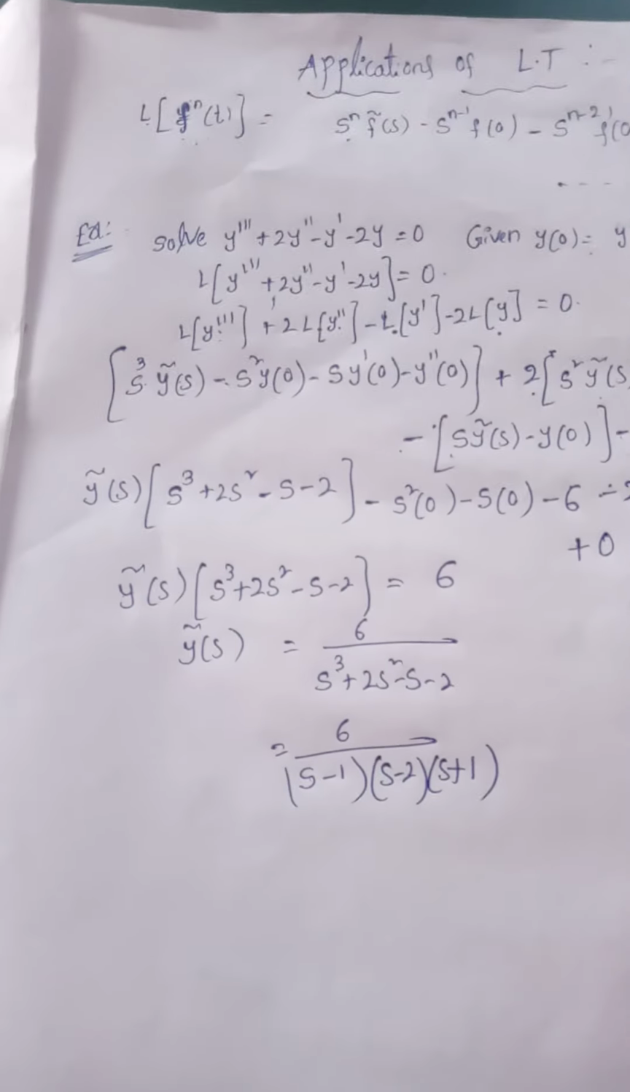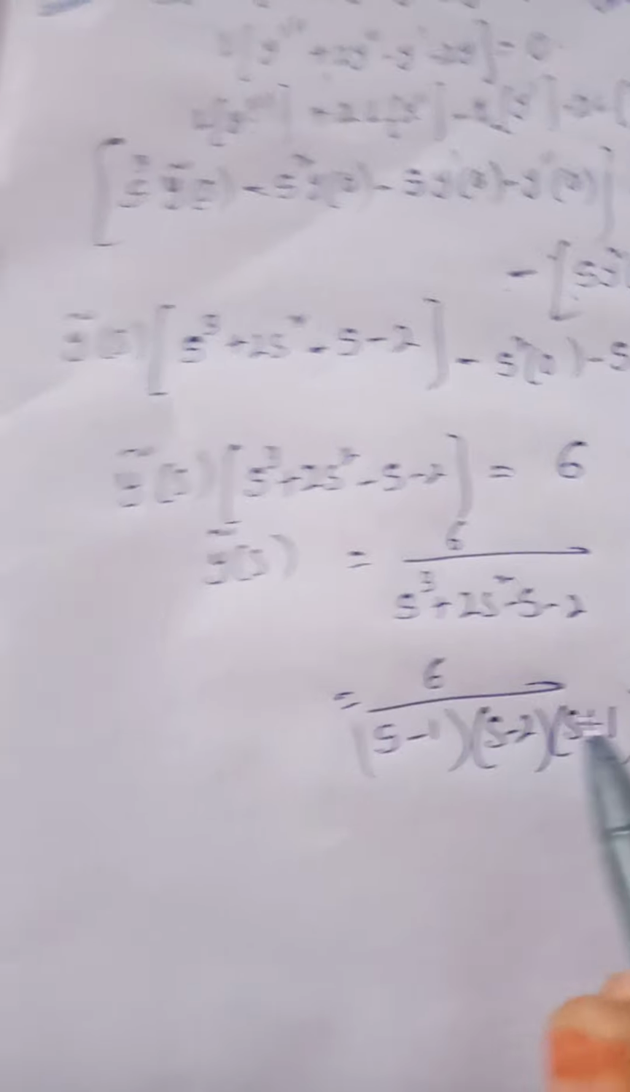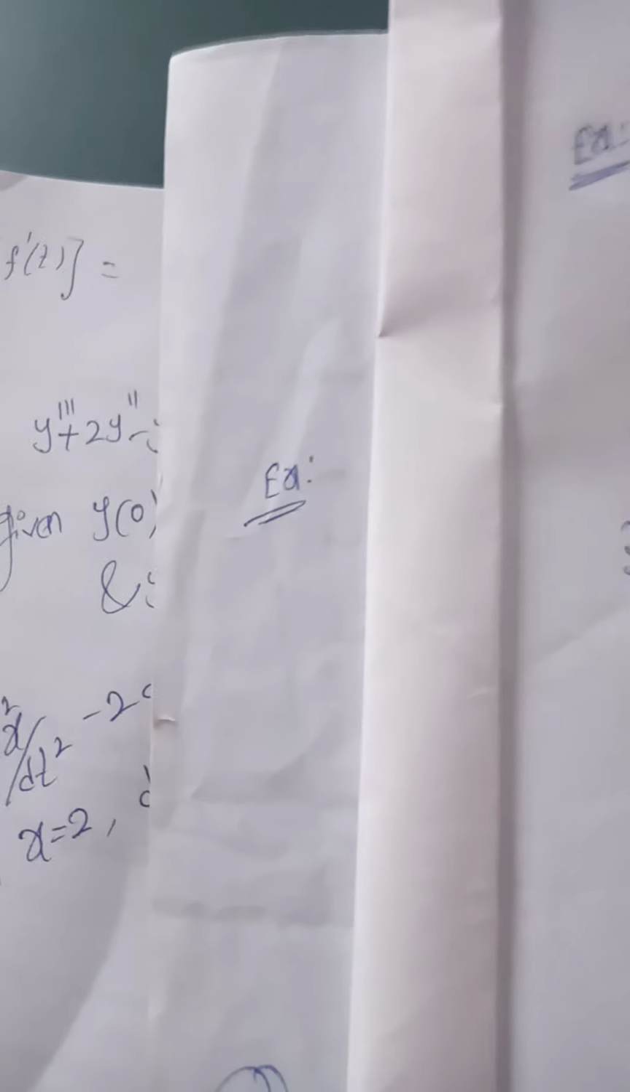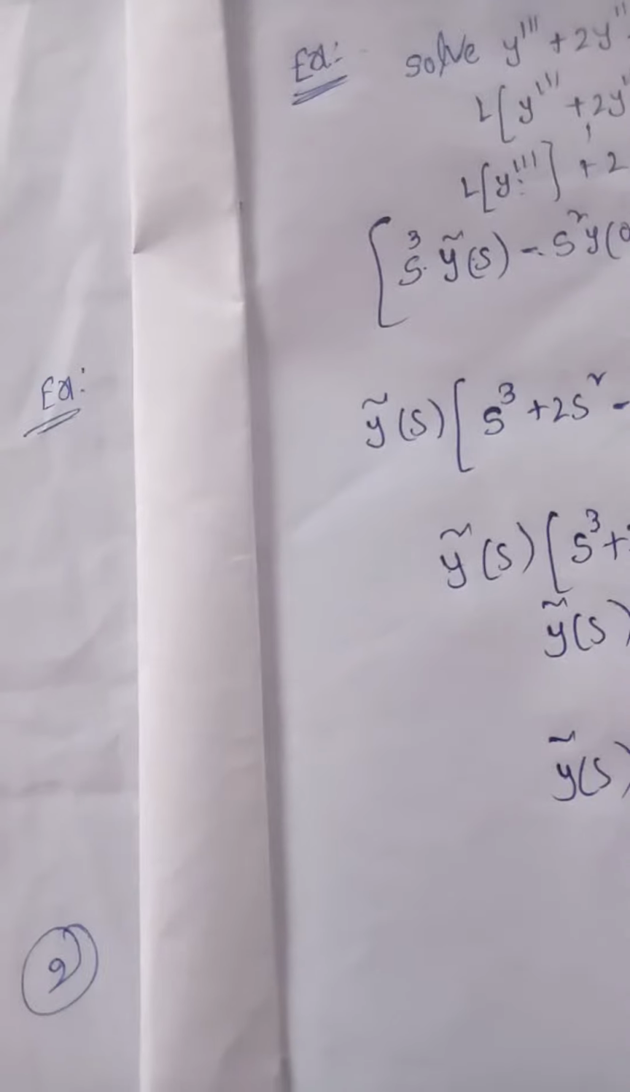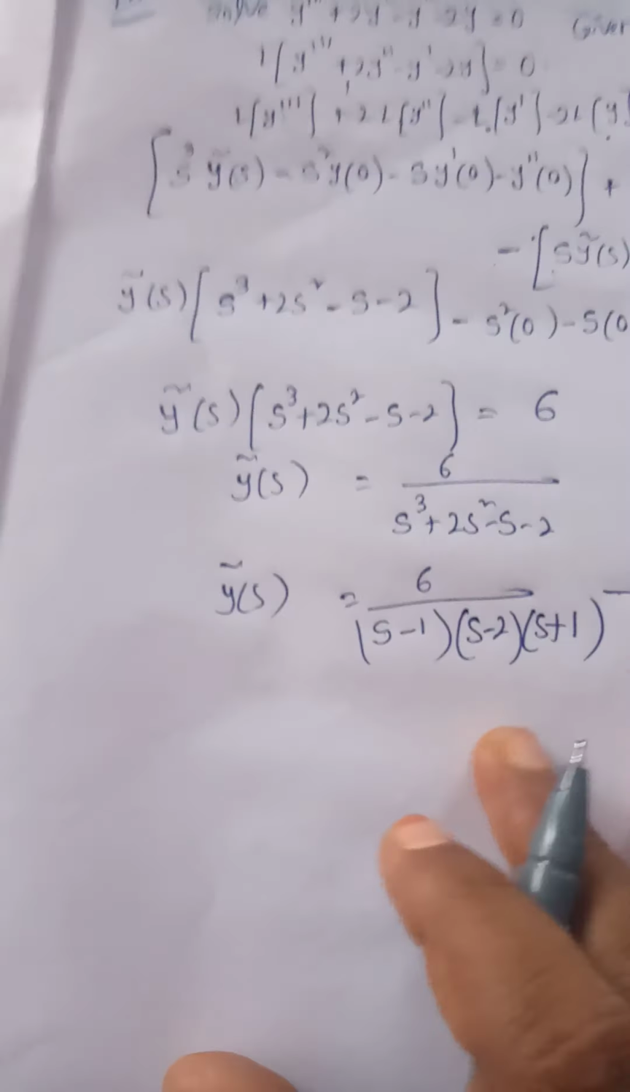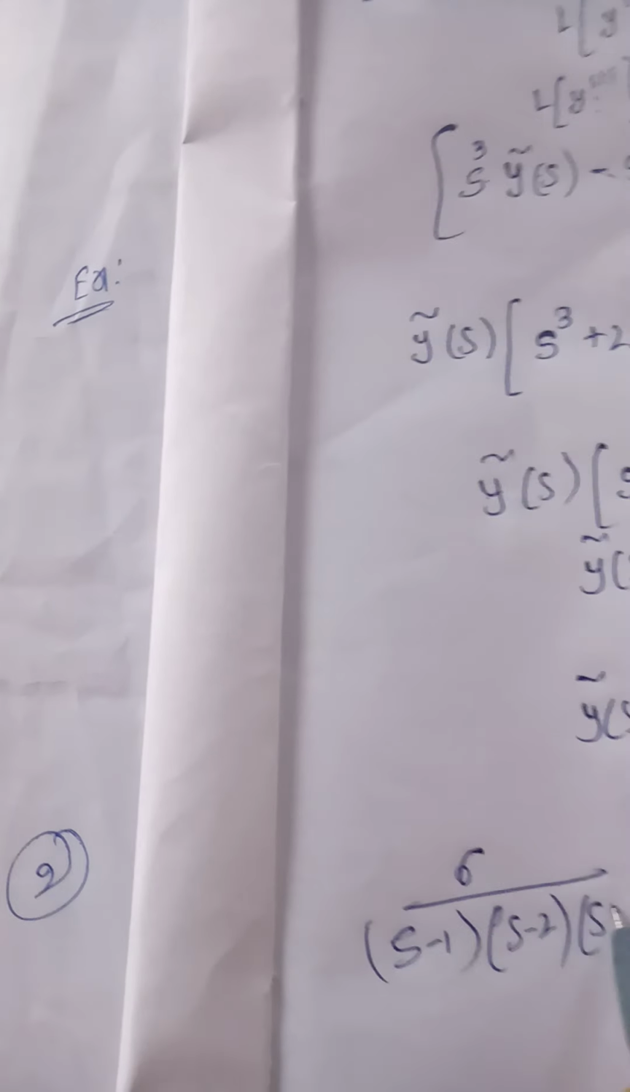For the s cube power, the coefficient is 1, then 2, minus 1, minus 2. You can write first 1, next minus 1, next minus 2. You can write that value 6 by... So this is y bar s. Okay, you can take this as equation 1. So 6 by s minus 1, s minus 2, s plus 1.